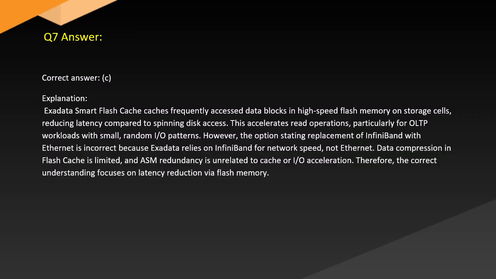However, the option stating replacement of InfiniBand with Ethernet is incorrect because Exadata relies on InfiniBand for network speed, not Ethernet. Compression in flash cache is limited, and ASM redundancy is unrelated to cache or I/O acceleration. Therefore, the correct understanding focuses on latency reduction via flash memory.